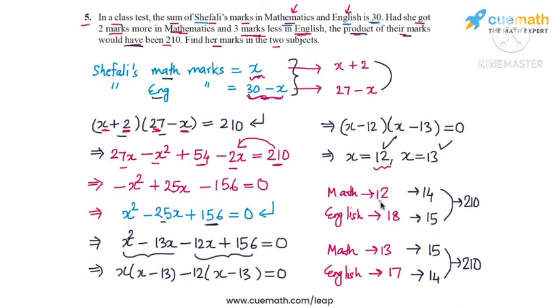The first answer is that she got 12 marks in math and 18 marks in English. So this is the first answer. And the second possible answer is she got 13 marks in math and 17 marks in English, and both of these answers are correct.